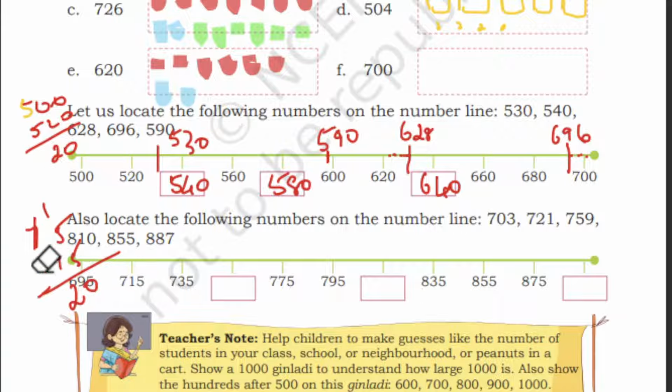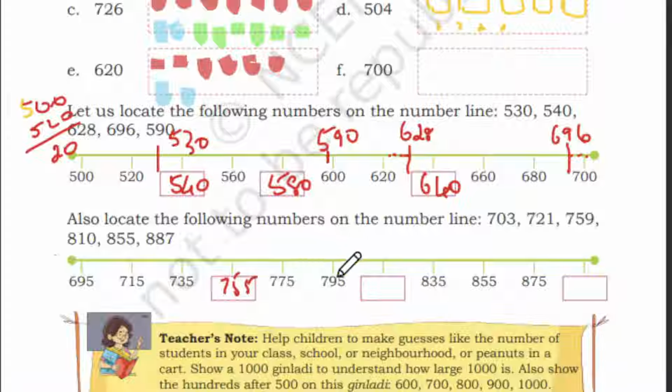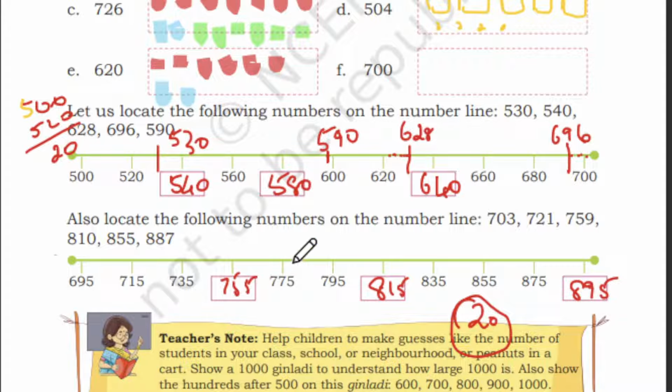So let's erase this out. So we have 20. So 695, 715, 735, 755, 775, 795, 815, 835, 855, 875, 895. So there's a 20 number gap between each number.